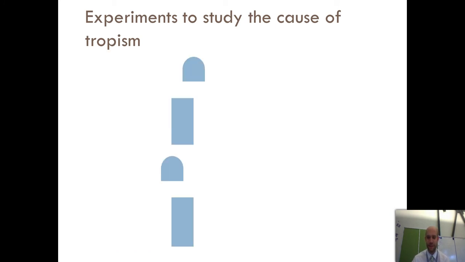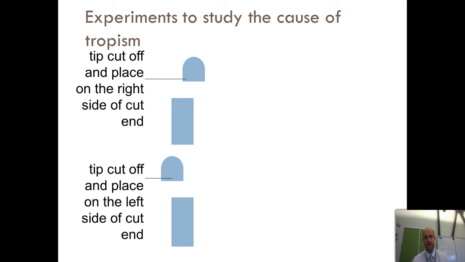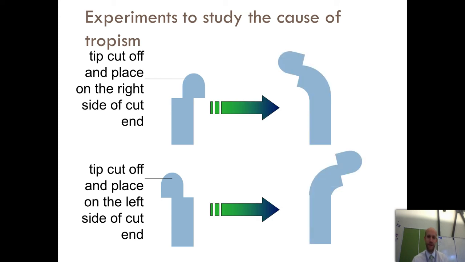Here's another cool thing you can do. You can chop the tips off the coleoptiles and place them on either side of the zone of elongation. That causes the shoot to grow in different directions, depending on which side you place it on. Whichever side it's on, that side grows more, and so the plant bends.